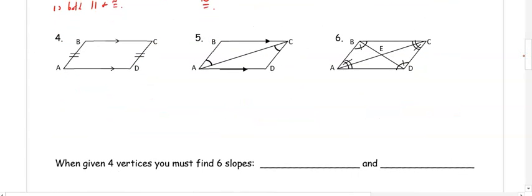In number 4, we have that the top sides are parallel and the other sides are congruent, but they're not on the same side, so this would not be a parallelogram. So no, not a parallelogram, because parallel and congruent is not the same set of sides.